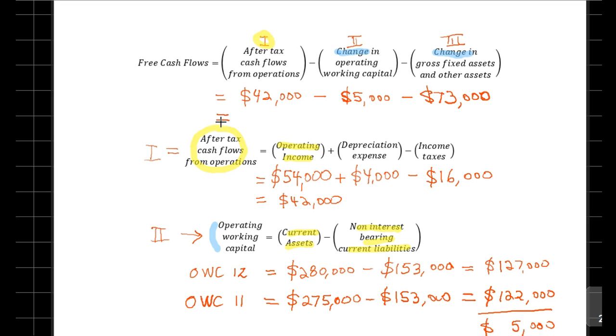And we can come up with our very first figure. Our free cash flows would be simply 42,000 minus 5,000, 37,000 minus 73,000. That would be minus 36, I believe. $36,000. So this is the final figure we have for our free cash flows, and we need to make note of this. Now we can move on to the second part of this video. We will move on to financing cash flows and see if those two match with opposing signs.